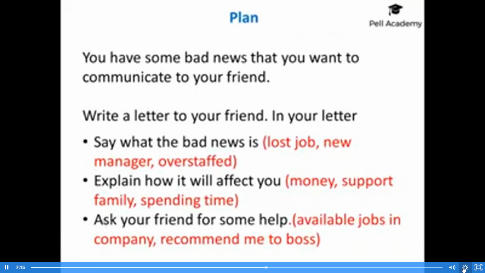And the final prompt then, which would be my 4th paragraph, is ask your friend for some help. So again, you're just going to make sure that the help is relevant to the bad news, which is I lost my job, and I'm going to ask my friend if there are any available jobs in his company, and if so, could he recommend me as a potential staff member or a potential hire to his boss. So that's the help I'm going to ask for.